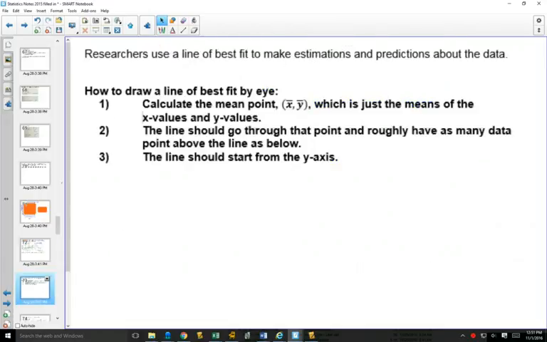Well, one way is to draw it by eye. And if you wanted to figure out by eye a place to start, you could figure out the mean point, or the average. Find the average of all your x values, find the average of all your y values, plot that point, and then still try to draw a line through that point, so roughly half your points are above and half your points are below.